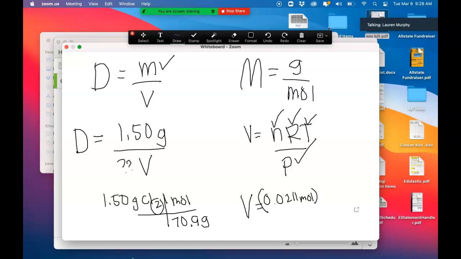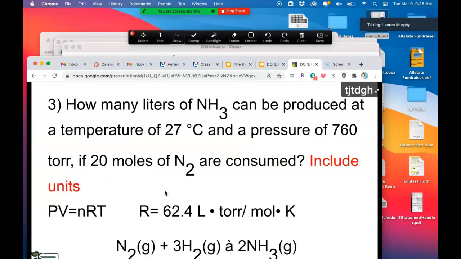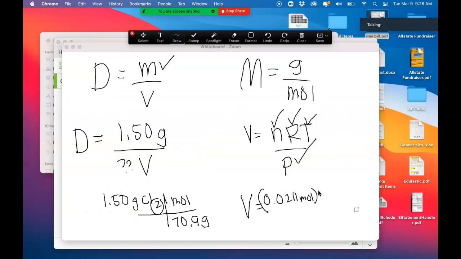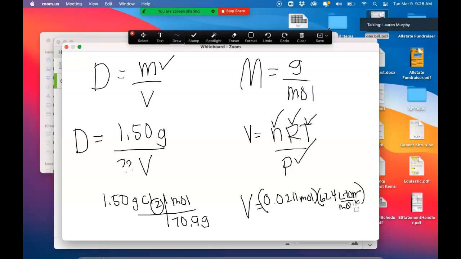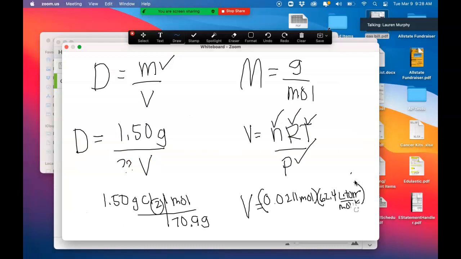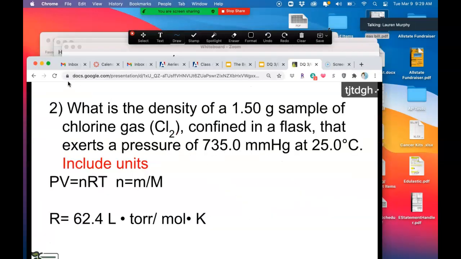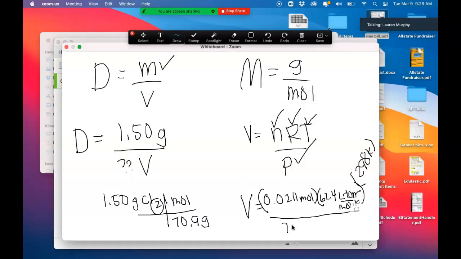The R constant is, let's see. We had millimeters of mercury, which is the same thing as torr, so I gave you that R constant, 62.4. So nRT, temperature was 25 Celsius. So you add 273 to that and you get 298 Kelvin. So nRT divided by pressure. Pressure was 735 millimeters of mercury, which is the same thing as torr. I'll just call it torr instead so it doesn't confuse you. Torr and millimeters of mercury are the same unit.